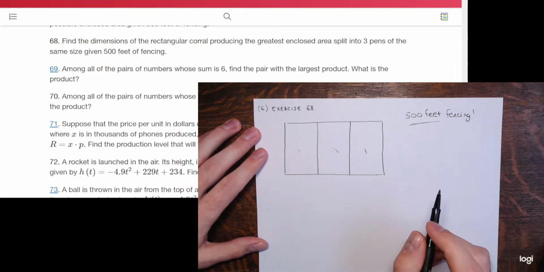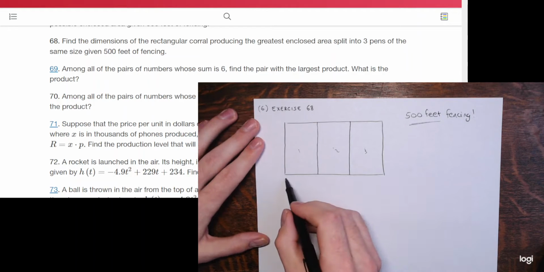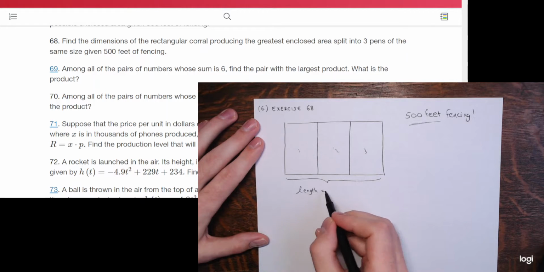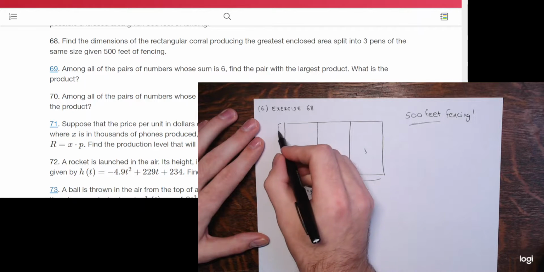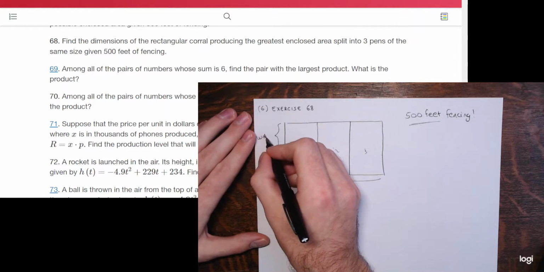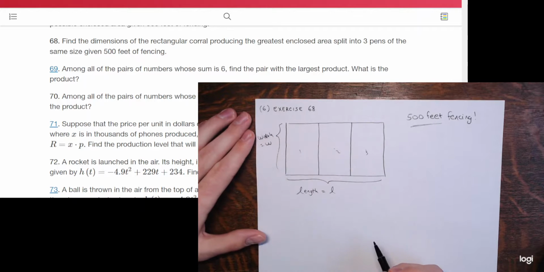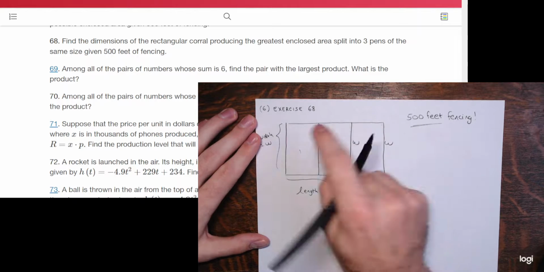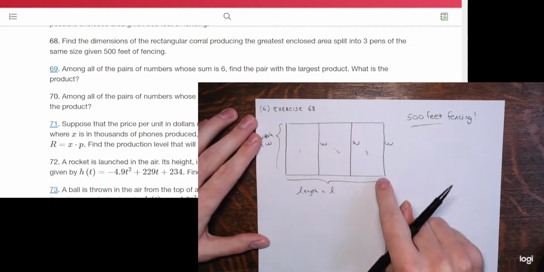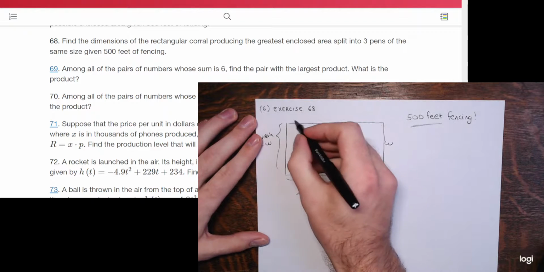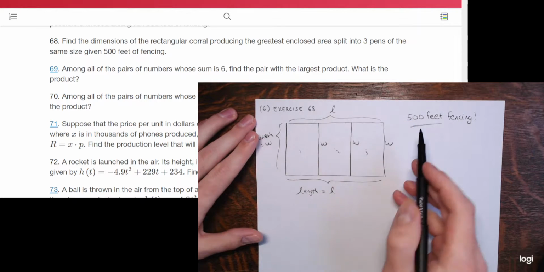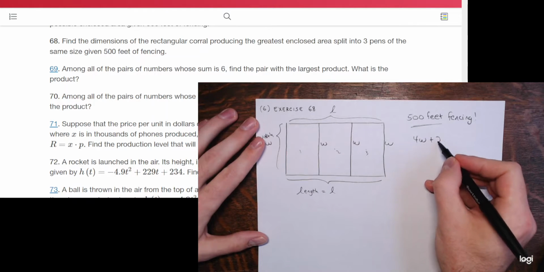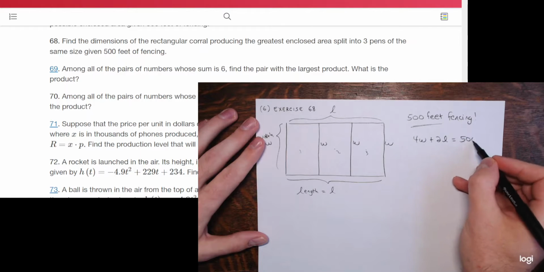So once again, I'm going to call some things. Let's say the length of the rectangle, or the width if you want to call this the width, let's call this L again. And the width of the rectangle, again, I'll call that W. But this time there's not 2 W's, there are 4 W's. Every single one of these vertical segments has a length of W feet. And then this other side is also the length L. So you have 2 L's and 4 W's. So 4W plus 2L adds up to the 500 feet of fencing.